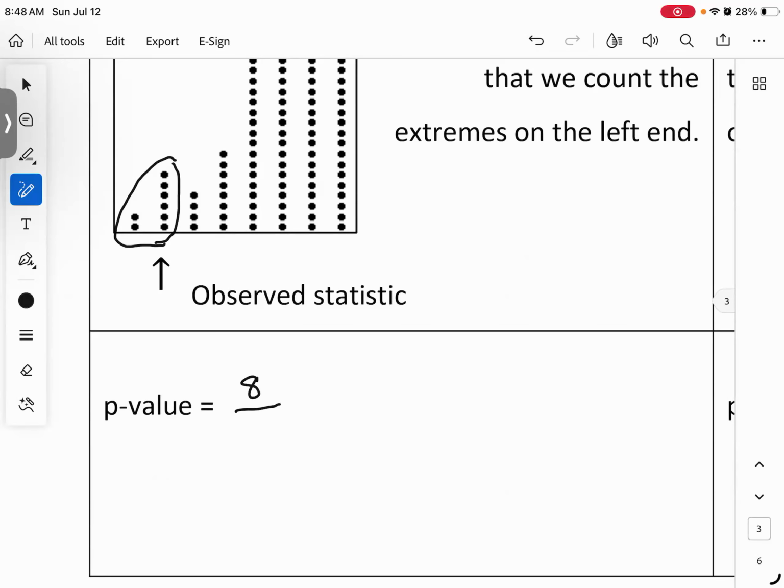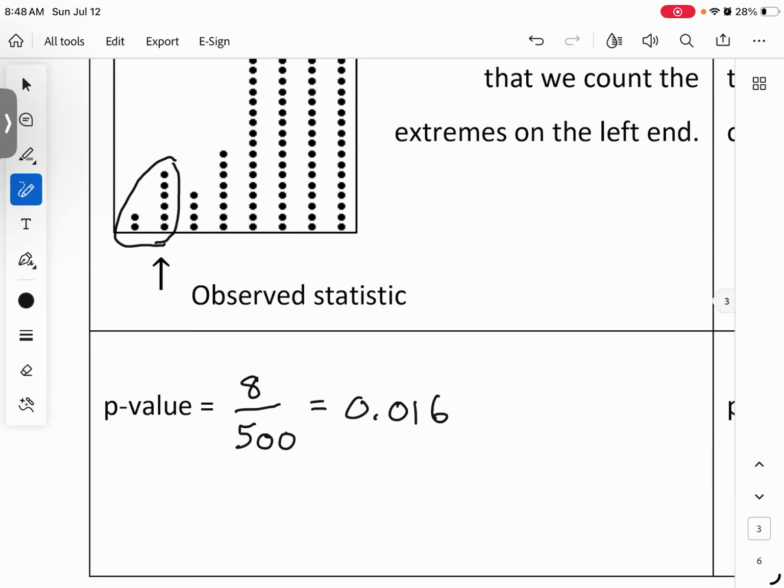So the proportion of dots that are as extreme or more extreme out of the total number of dots that were re-randomized. And so now you can see that a p-value, when you calculate it, simply really is just a proportion, like a fraction, numerator, denominator. But then what we'll do every single time is turn it into a decimal. And so that would be the same thing as 0.016.